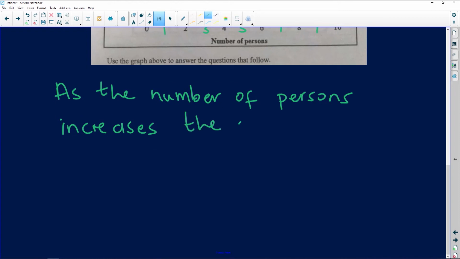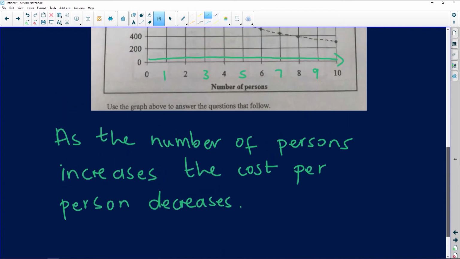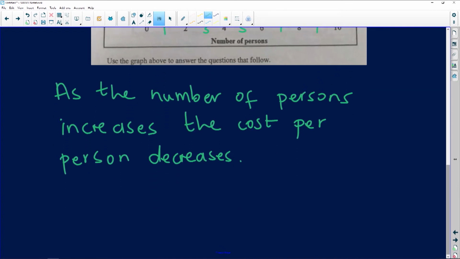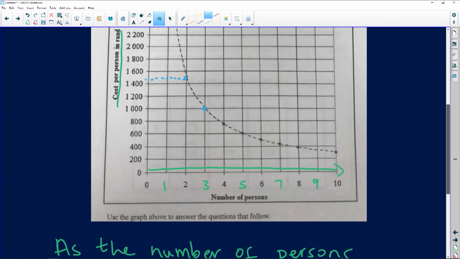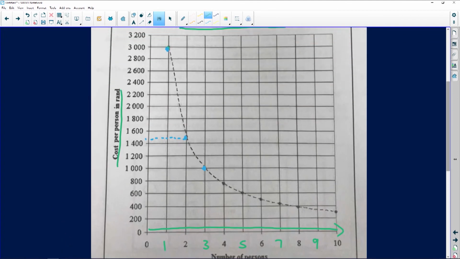The cost per person decreases. Okay? Meaning, as X increases, the Y values decrease. Hence, our graph looks like this.